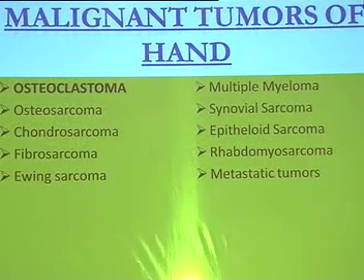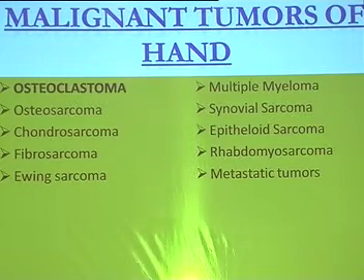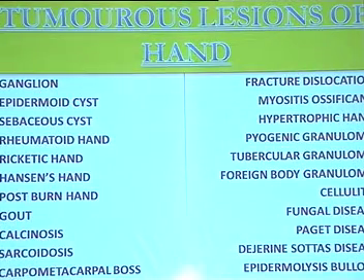The malignant tumors, most of the time in the literature and in my series, are osteoclastoma, osteosarcoma, chondrosarcoma, Ewing sarcoma and synovial sarcoma, and some metastatic lesions are also noted. The tumorous lesions of the hand are so many, from infection to small histiocytic lesions, rheumatic hands and other things.